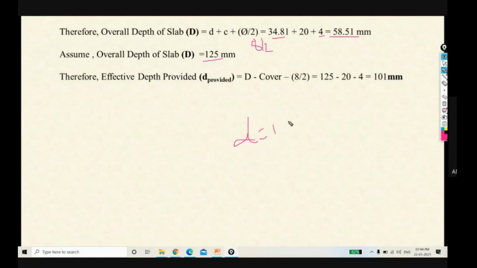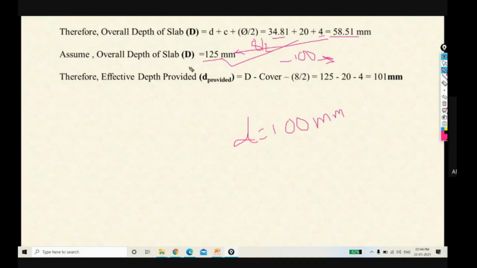Effective depth generally from a field point of view, we are considering as a minimum 100 mm. So directly I will consider overall depth as 125 mm. But if you are not interested to consider overall depth 125 mm, the difference is so much, double difference is there, correct? So you can go from 100 mm also. But if you consider overall depth as 100 mm, then your effective depth is also reduced. This means it's less than 100 mm.